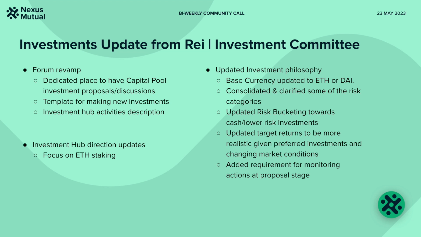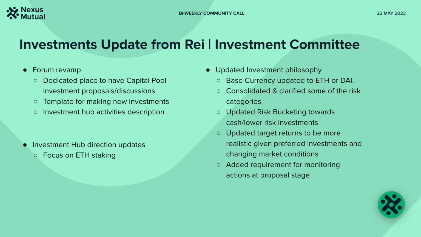We moved a bit towards cash and lower risk investments. I think because of the current market conditions, we've adopted a bit more of a cautious note, but at the same time, it doesn't seem like the high risk investments have very good yields anymore in general, especially when denominated in ETH. So we've updated our weightings to be in line with the focus on ETH staking. I think we're expecting something like 20% of the mutual's assets to be cash in hand, so that we can pay claims in big events.